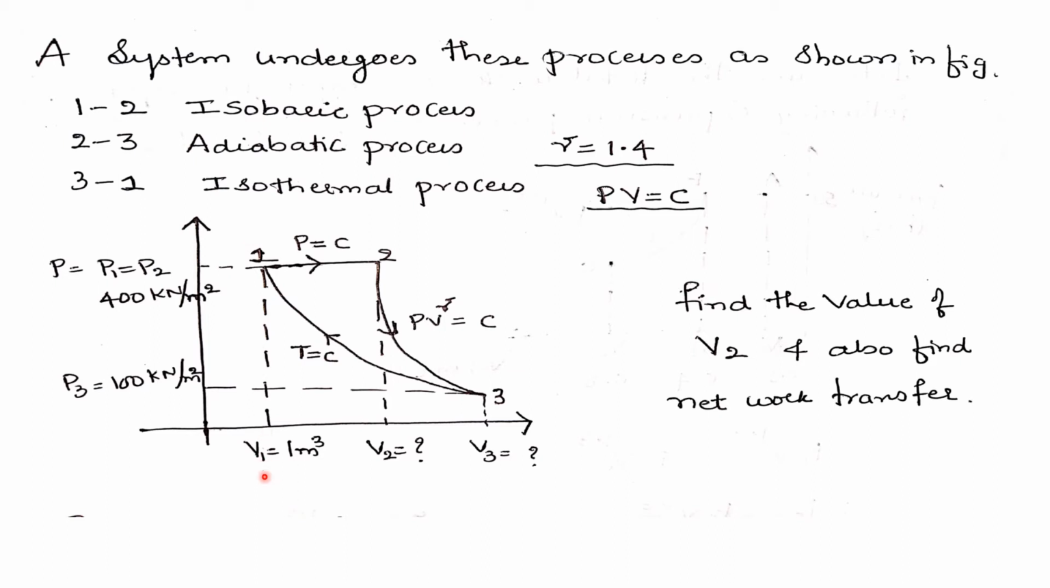The volume at point 1 he has given as 1 meter cube. So we have to calculate the volume at point 2 and the volume at point 3 here. The pressure also he has given: P_1 is equal to P_2 is equal to P. It is a constant pressure process.